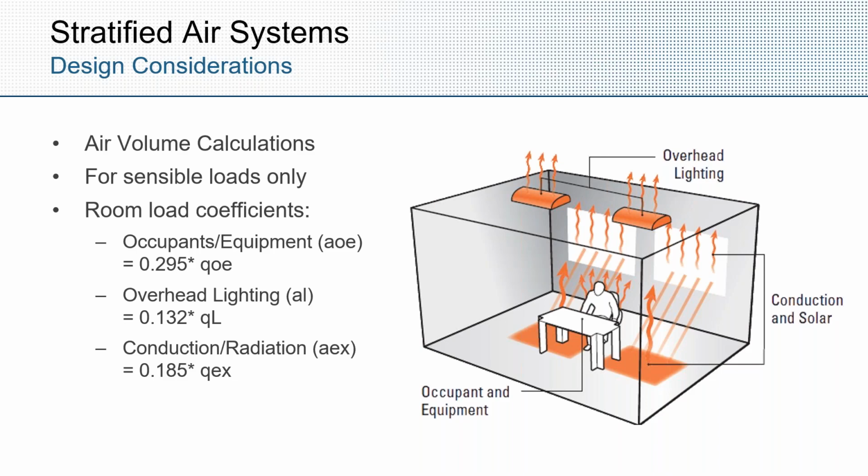Essentially what this is telling us, 30% of the occupied equipment load is applied to your cooling CFM calculation for displacement ventilation, and 13% and 18.5% for your lighting and radiation respectively.